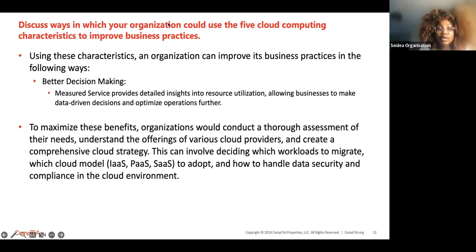Now, in final points, to maximize these benefits, organizations will need to conduct a thorough assessment of their needs, understand the offerings from various cloud providers, and create a comprehensive cloud strategy. So this can involve deciding which workloads to migrate, looking at the cloud models such as IaaS, PaaS, or SaaS and which ones they need to adopt, and also understanding how they'll be able to create their data security and compliance within the cloud environment.